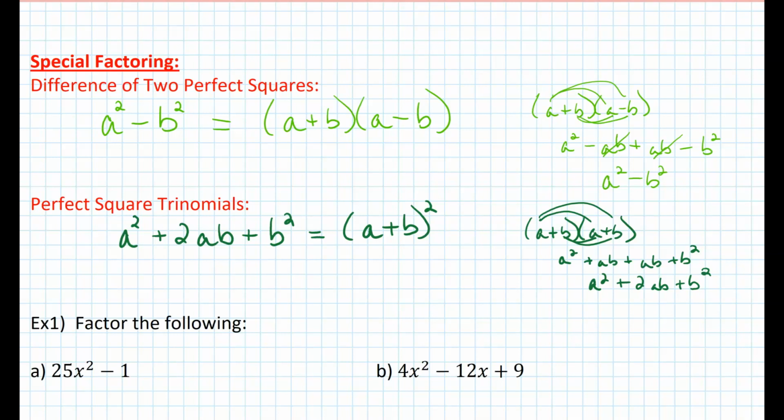So what happens then if we want to consider the other situation, a minus b squared? What do you suppose changes in that perfect square trinomial? It would become minus 2ab, exactly. So a squared minus 2ab plus b squared factors into a minus b quantity squared.